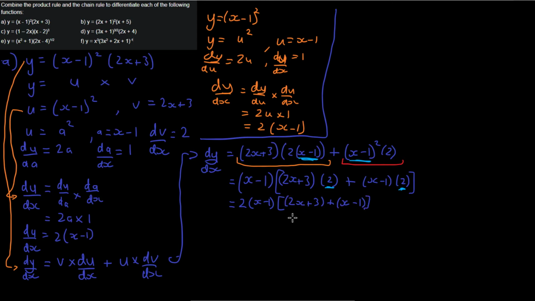It can be very useful just to keep them there until you're ready to fully simplify. So now we are ready to fully simplify this. We can just gather all the like terms. 2 open bracket, x minus 1 close bracket, 2x plus 3 plus x minus 1. There's 3 x's all together. The positive 3, the minus 1, that's minus 2. So that is the fully factorized version of the derivative of this.